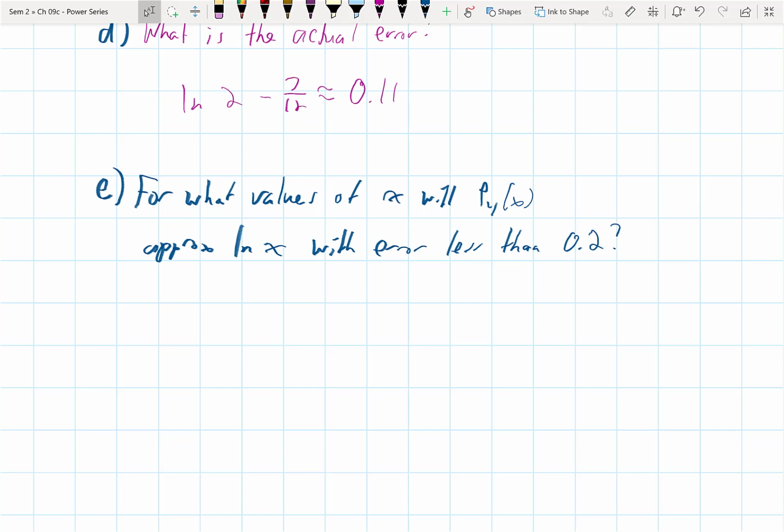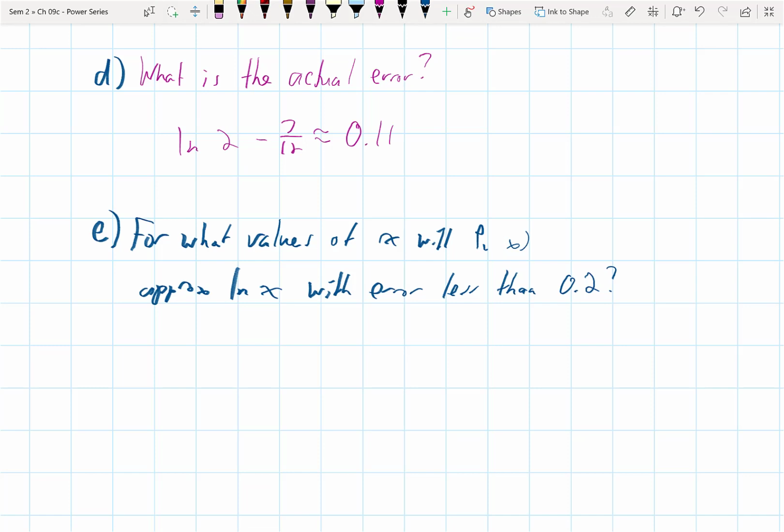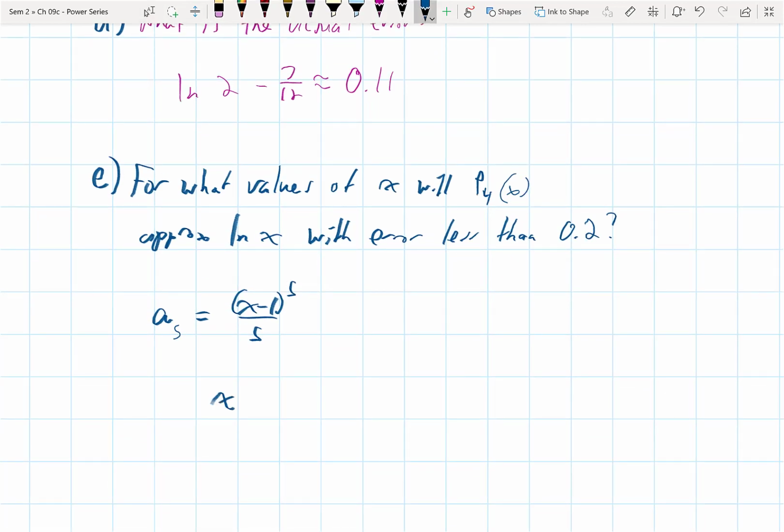So I want to figure this out. Well, P4, I'm just saying specifically we're going to use a 4th degree polynomial, so I know that the 5th term, a sub 5, is equal to (x minus 1) over 5 to the 5th power. And I want the absolute value of that term to be less than 0.2. That gives me an error that will work.